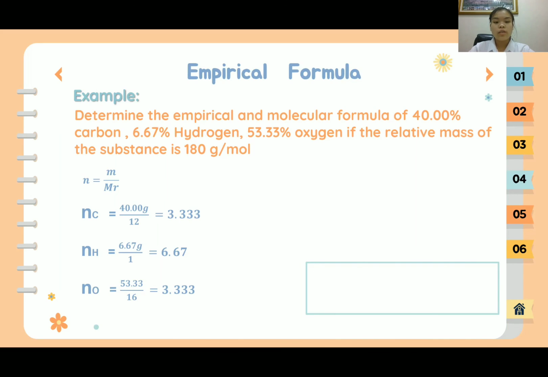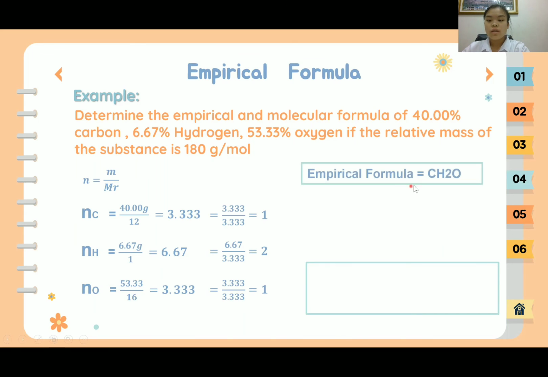We just need to divide the element by the smallest mole, which is 3.333. So 3.333 divided by 3.333 is equal to 1. 6.67 divided by 3.333 is equal to 2. And 3.333 per 3.333 is equal to 1. After this, we already got the answer for empirical formula. Because we already got the mole of all 3, we can have the answer of the empirical formula, which is C is 1, hydrogen is 2, and oxygen is 1.